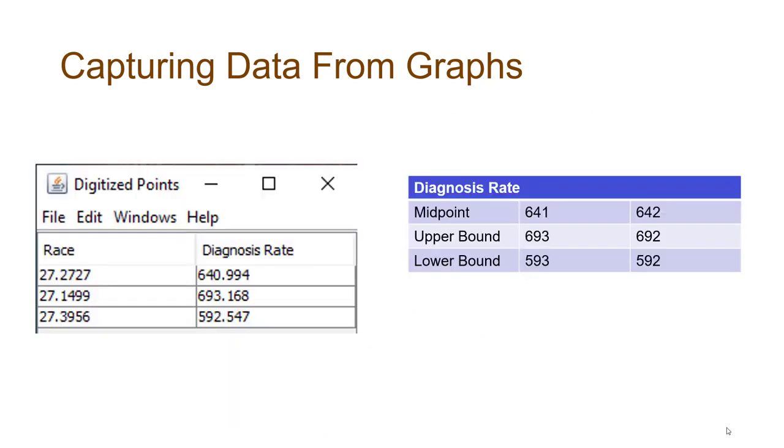So this allows you to convert over the diagnosis rate to find out that the midpoint is 641, the upper bound is 693 and the lower bound is 593 for that particular column of data, and then you can extend it to do all the rest. It's a bit tedious, but it does allow you to get the data if it's not been tabulated.